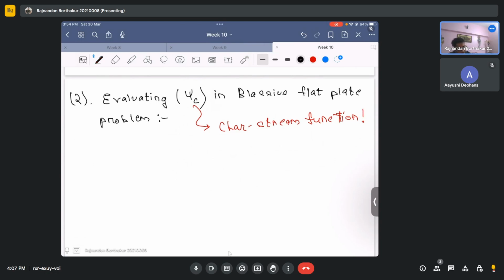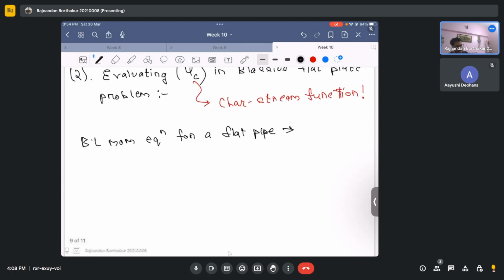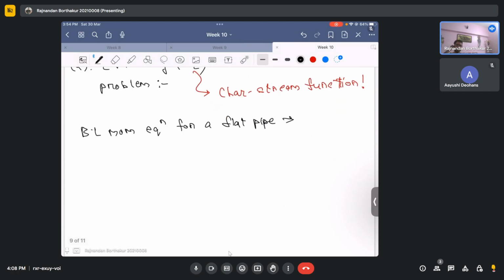But before that, we will first start off with the boundary layer momentum equation for a flat plate. And what is that? Can you tell me what is the boundary layer equation for a flat plate? It's the momentum equation in the x direction, simplified for a flat plate. Can you tell me?